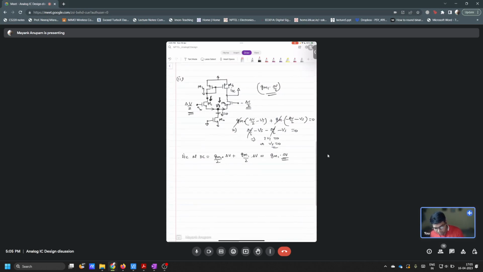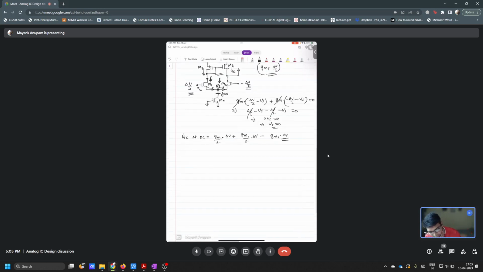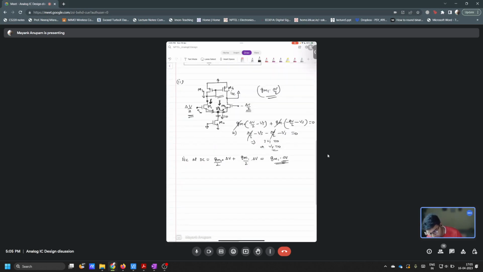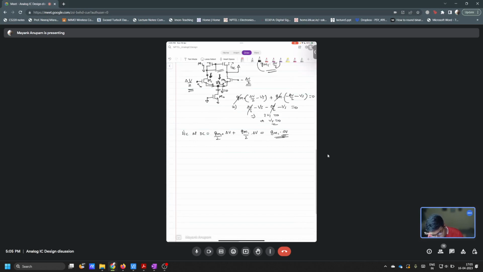Yes, sir. So it is not that these and these are two different currents. This is exactly the same current. One component is coming from M3 and M4. That is why it is 2 times GM1. Okay? Understood? Yes, sir. So this is how it is. Fine. Now, effective GM is GM1, correct? Yes, sir.